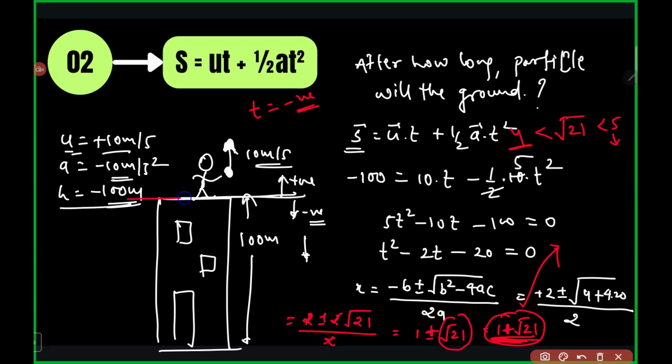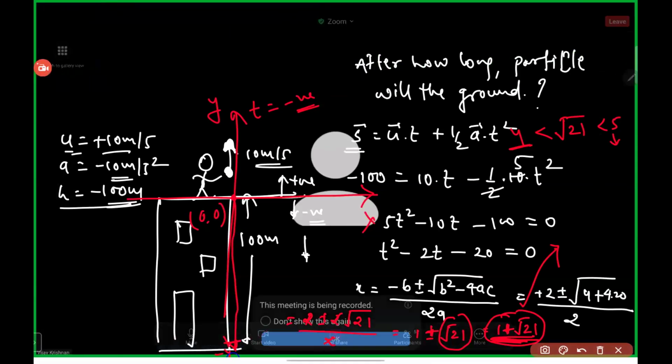See, suppose this is your coordinate axis. This is your x and this is your y, and this is my origin (0, 0). If I go downside, means below this point, I'm going toward the minus y axis, right? Yes, sir. That's why. Right? Okay. Thank you.